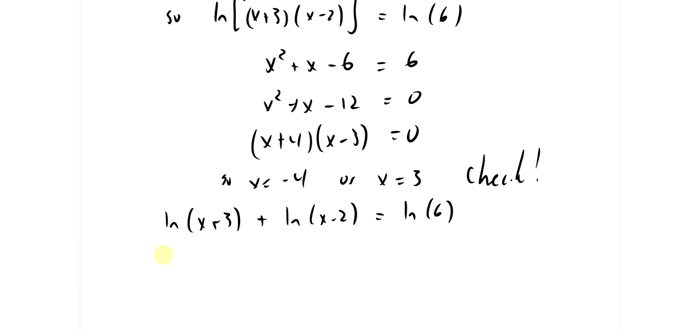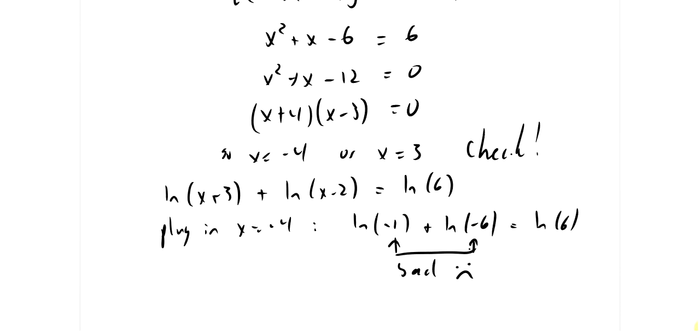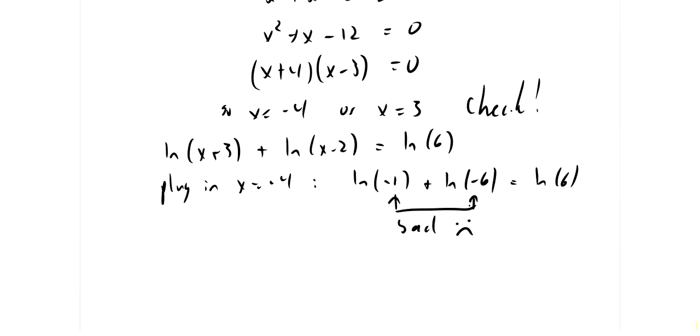Plug in x equals minus 4. What do you get? Natural logarithm of minus 4 plus 3, which is minus 1, plus log of minus 6 equals log of 6. That's bad. Can't have negatives inside of a logarithm. So x equals minus 4 is not going to be a solution because it doesn't work in the original equation.